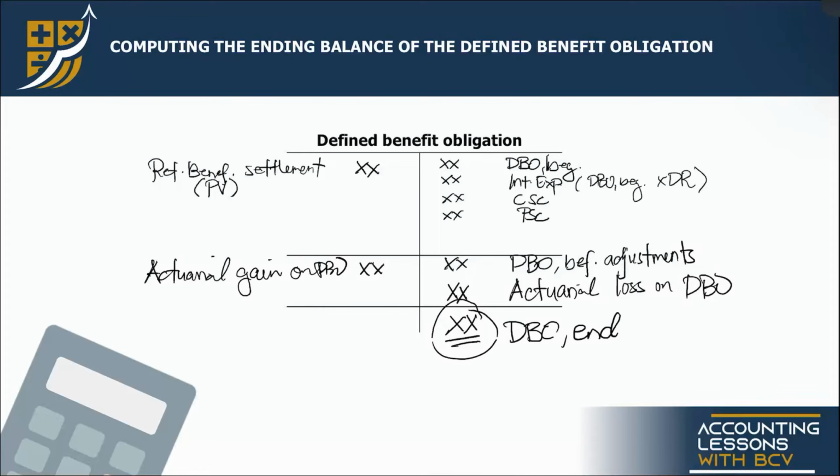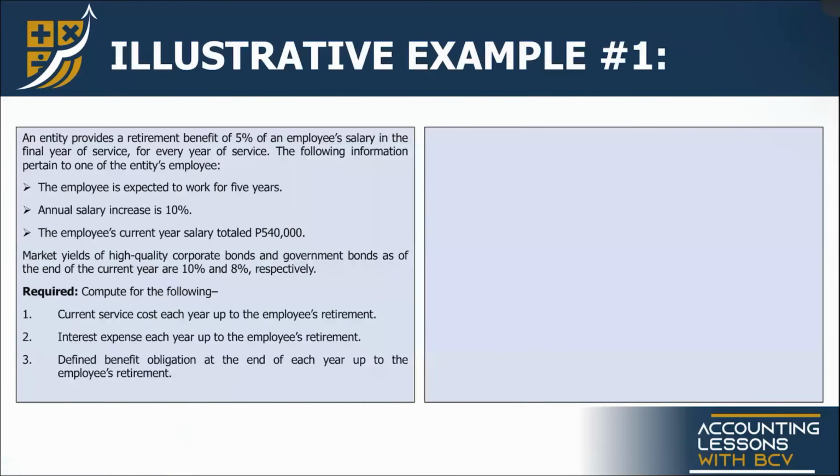Are we all clear so far? Naiintindihan na ba? Okay? So that's for the first component of defined benefit plan. Okay? Now let's proceed to illustrative examples. So this example number 1 deals with your projected unit credit method.